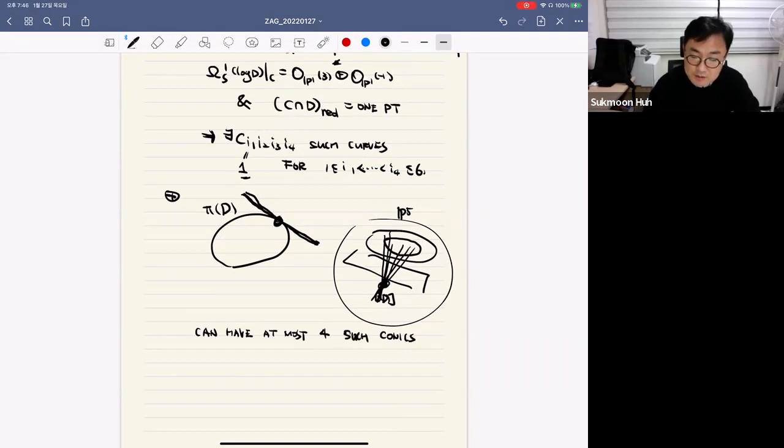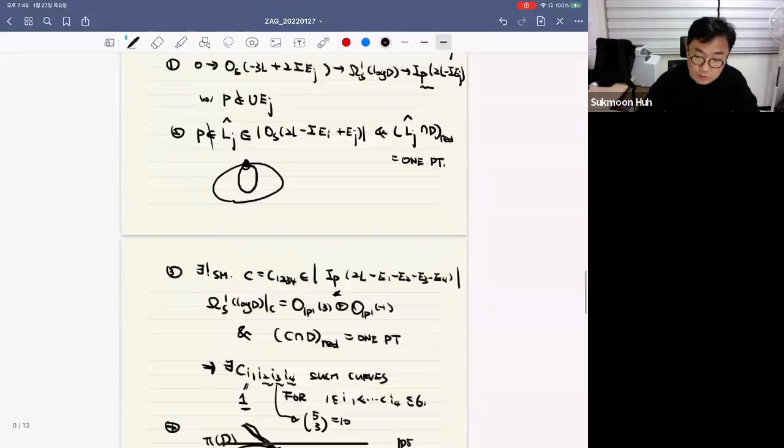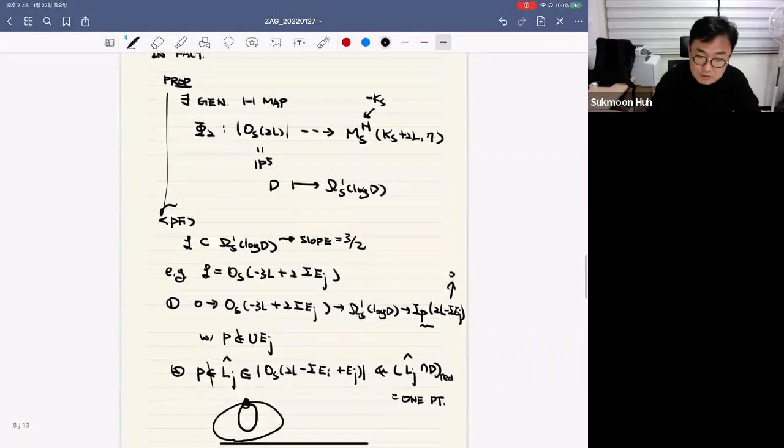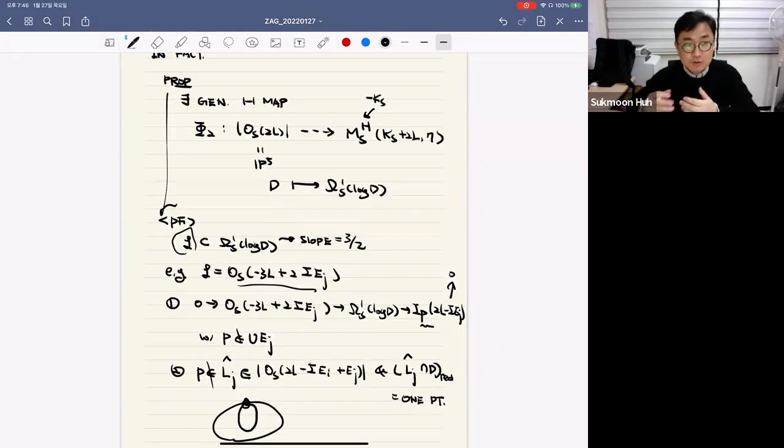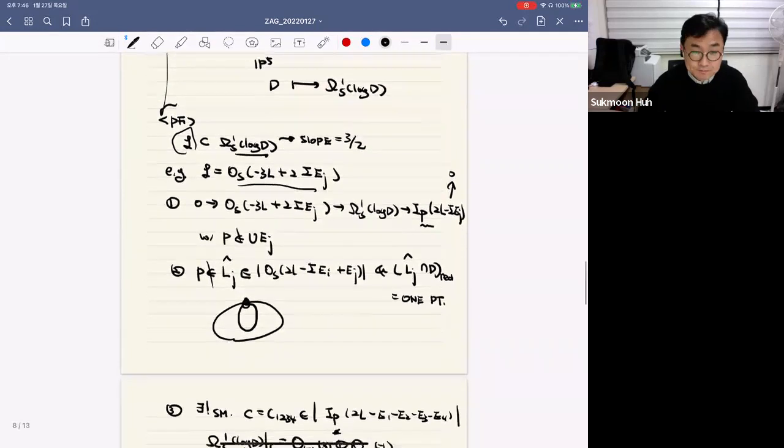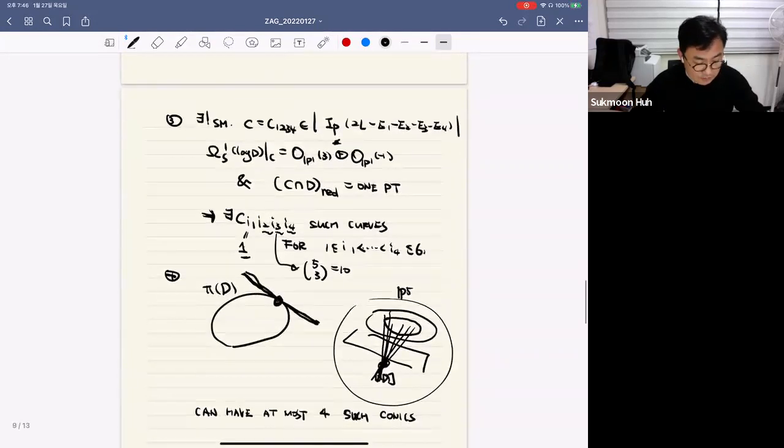But here we fix I1 to be 1. So we have freedom for I2, I3, I4. So we have 5 choose 3, so we have at least 10 such curves. So that's a contradiction. So we get a contradiction for the existence of such a line bundle inside the logarithmic bundle. Similarly, we can exclude all the other cases. So eventually we can show that this logarithmic bundle is stable, right?